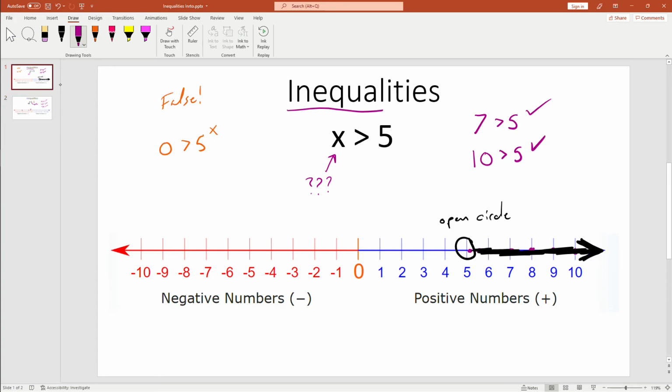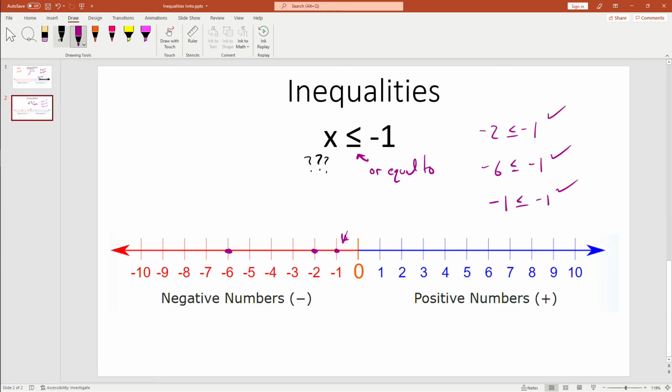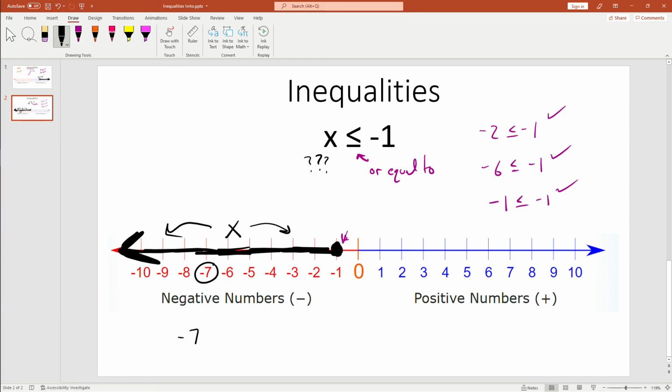Just like we did over here with our open circle, instead of putting 1,000, 1,000,000, 1,000,000,000 dots on the left of my number line, I can just make a big dot at -1. This means -1 is a solution, and so is everything to the left of -1. So an easy way to remember it, I think, is that once you shade your line, you know x can be anything over here. Because I shaded to the left of -1 and it falls on -7, for instance, I know that -7 is less than or equal to -1.